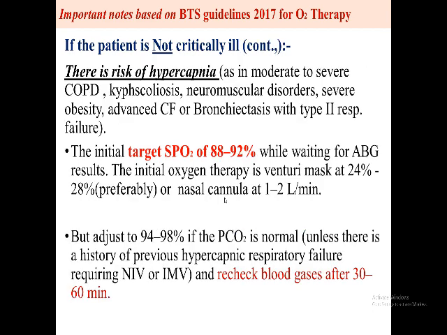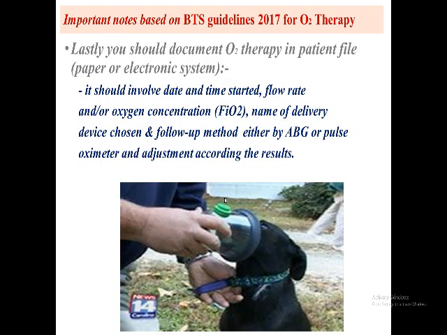For patients with risk of hypercapnia, as in cases of moderate to severe COPD or kyphoscoliosis or neuromuscular disorders, the initial target SpO2 will be 88% to 92%. The initial oxygen therapy is Venturi mask or nasal cannula, but adjusted to 24% to 28% if PaCO2 is normal, unless there is a history of previous hypercapnic respiratory failure requiring mechanical ventilation. Lastly, you should document oxygen therapy in the patient file.